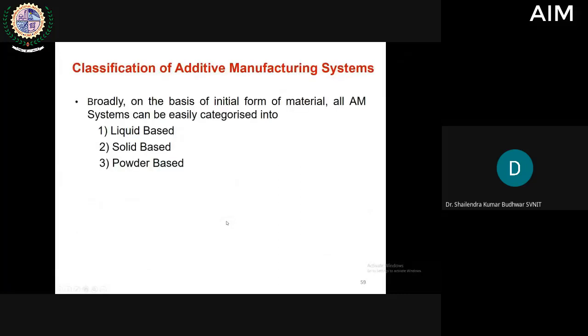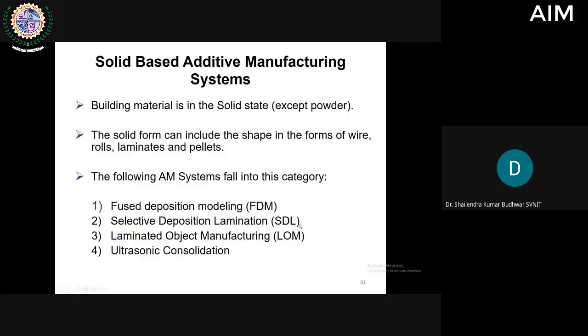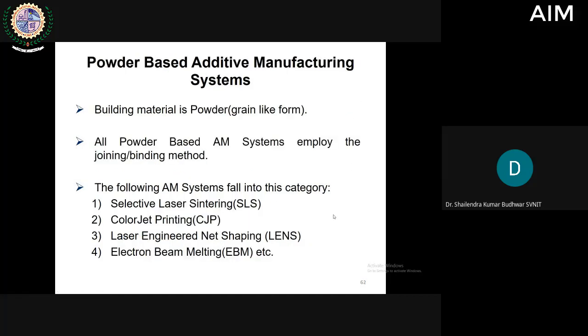Now broadly, these additive manufacturing systems are classified into liquid-based, solid-based or powder-based. A liquid-based additive manufacturing system is one in which the raw material is in liquid form, like stereolithography, PolyJet, MultiJet, solid object ultraviolet laser printer, rapid freeze prototyping. Then solid-based, where the raw material is in the form of wire or maybe powder, like fused deposition modeling, selective deposition lamination, laminated object manufacturing, ultrasonic additive manufacturing.